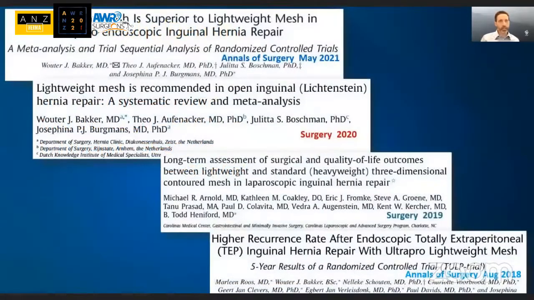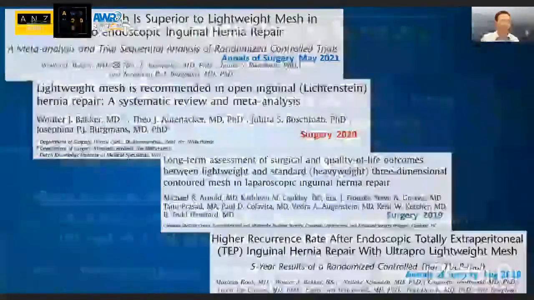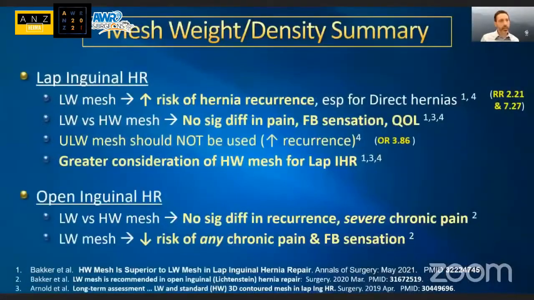I want to highlight a few papers here which I think are really key to understanding where we are with regards to the weight density of meshes in the groin. Some of these are meta-analyses. One is a large retrospective study and one is a prospective study using ultra lightweight mesh. And while initially intended to go through these study by study, given abbreviated time, I'm just going to summarize these studies for you. And interestingly, there are some differences with regards to laparoscopic placement of mesh versus open inguinal hernia repair.